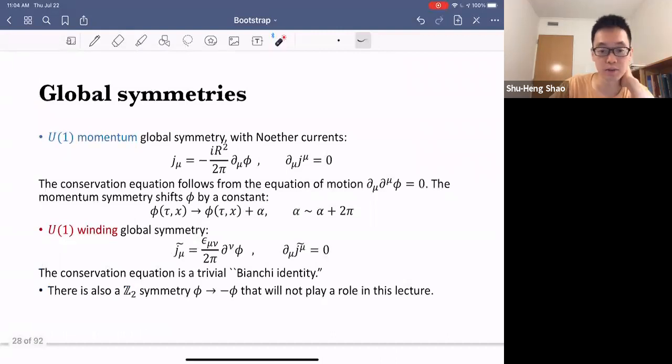There are two interesting global symmetries, which will be important for the rest of the lecture. So let me just go over them again. There's a manifest U(1) momentum symmetry. The adjective momentum comes from the string theory terminology. What it does is to shift phi by a constant. The Noether current is just given by this, and the Noether conservation equation is the equation of motion. There's a more subtle symmetry, the winding symmetry, whose current is given again by the derivative of phi, but you exchange space and time. And you see that the conservation equation is trivial.